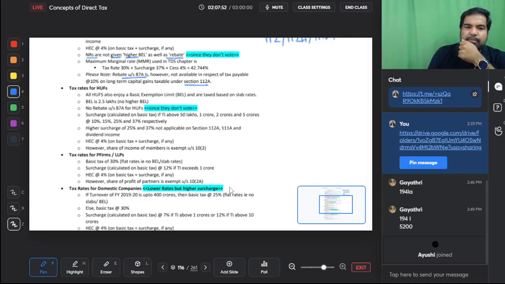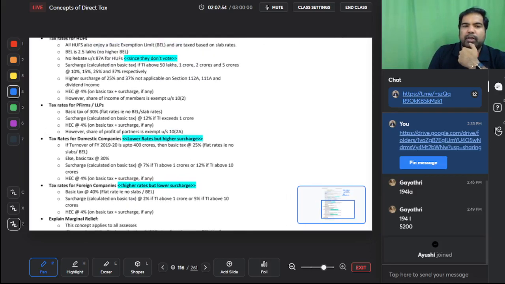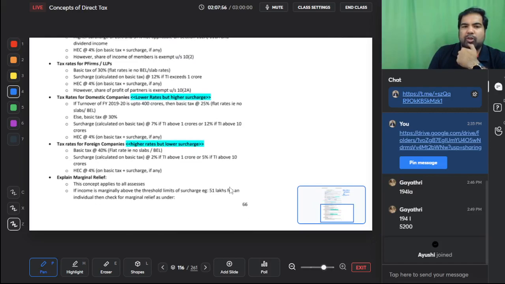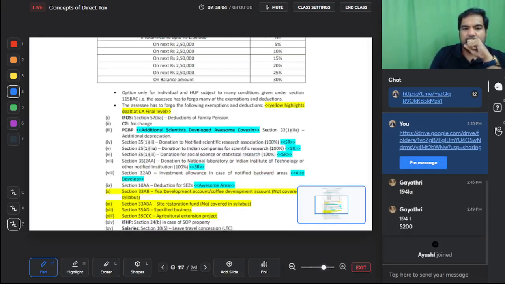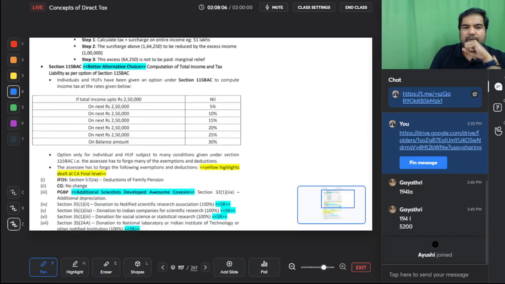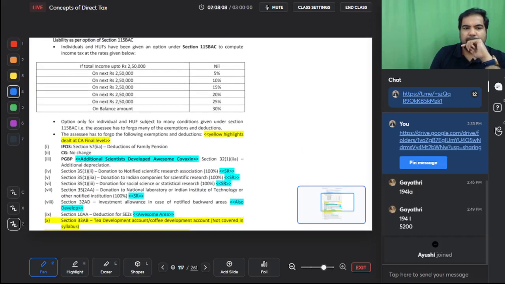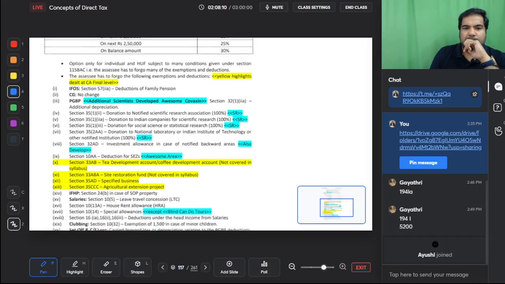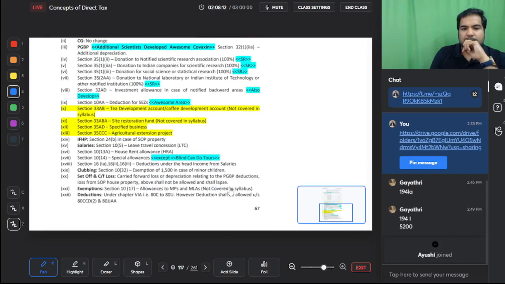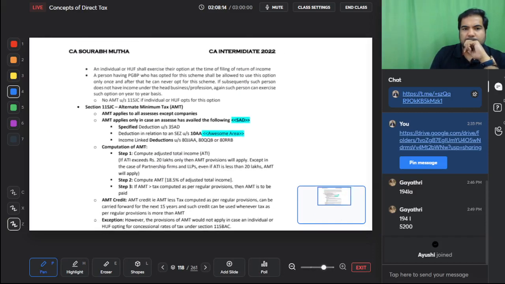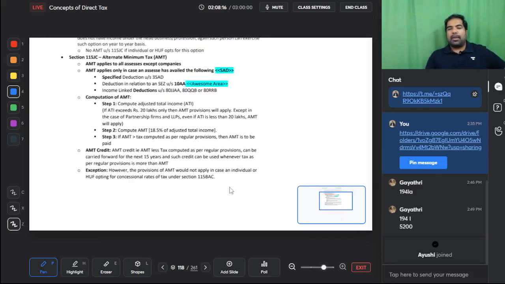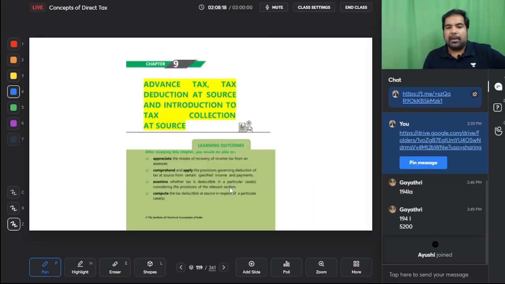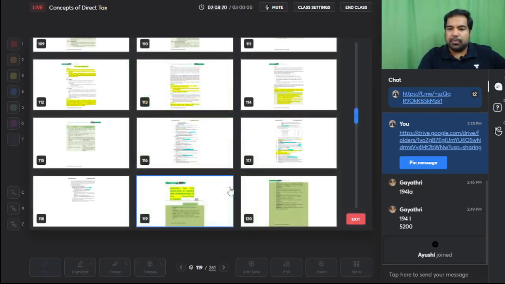HUF is the same. Share of members of the HUF is exempt. Share of partners is exempt. Domestic companies, we already saw it. Foreign companies, marginal relief we've seen. This is 115BAC. And this is alternate minimum tax. Perfect. And with that, guys, we complete the portion.